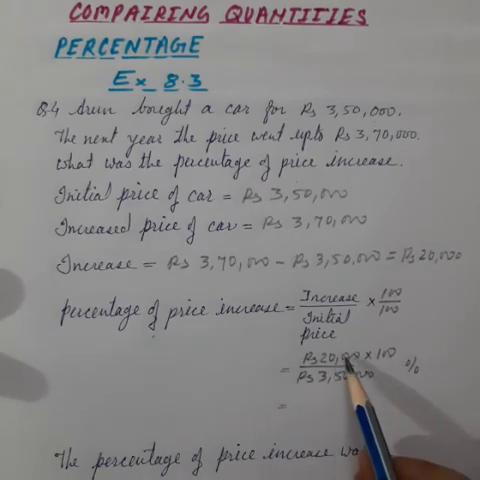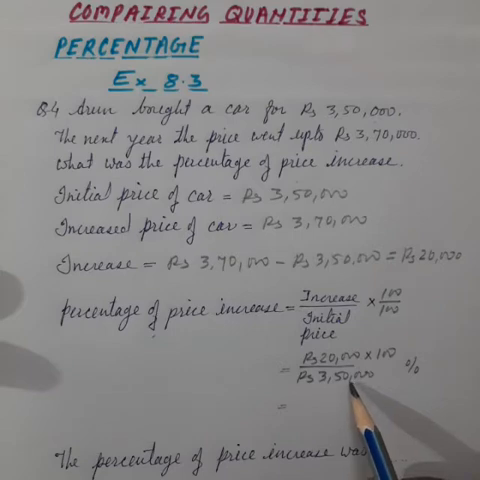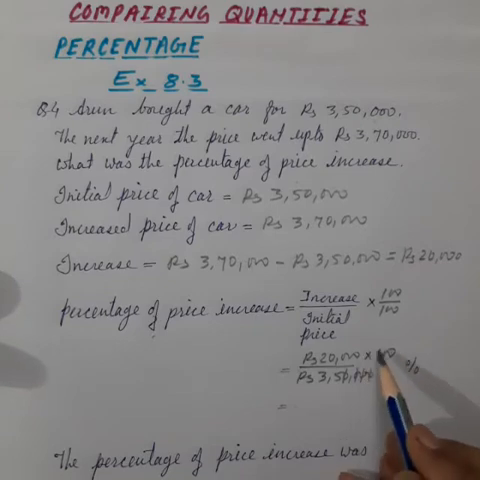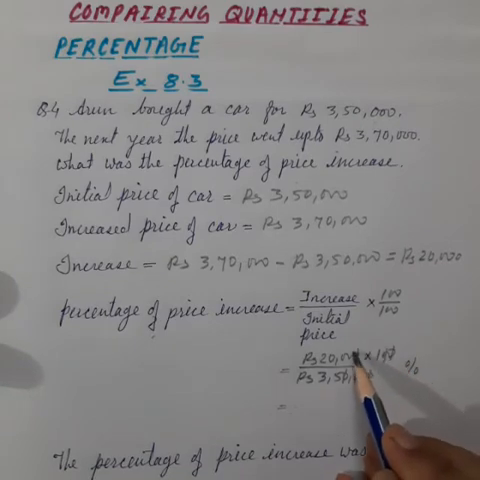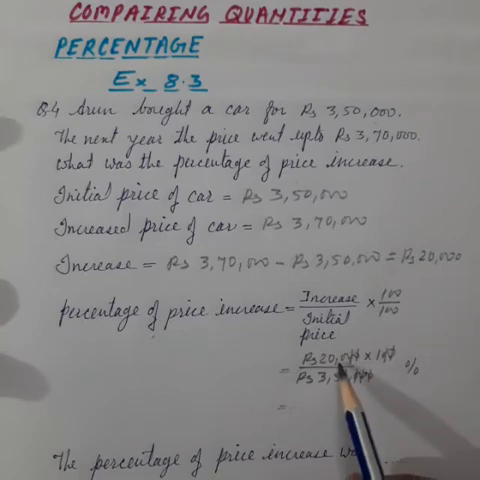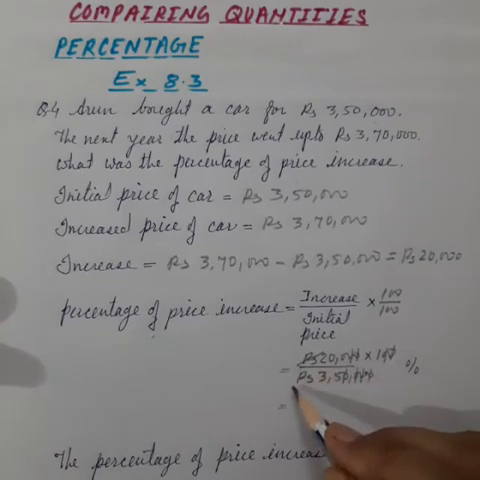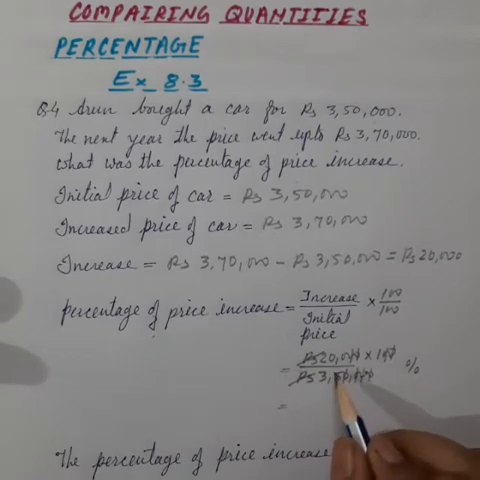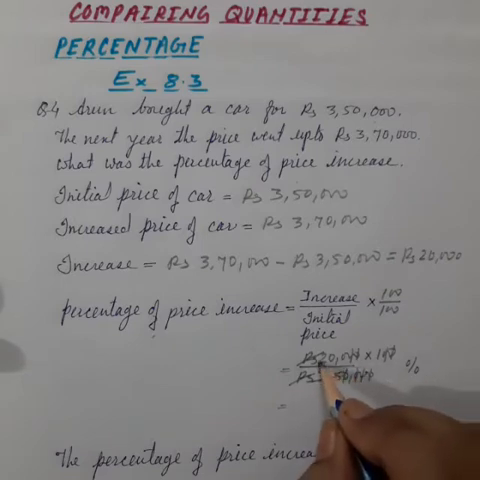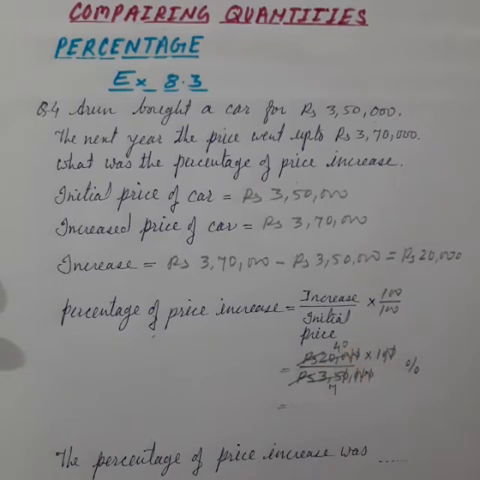Now see, numerator and denominator have the factor 10,000. So 4 zeros from the denominator will cut with 4 zeros in the numerator. 200 is left in the numerator and 35 in the denominator. Rupees also will cancel. Now we can divide by 5. 5 sevens are 35 and 5 forties are 200. So we get here 40 by 7 and this percent.